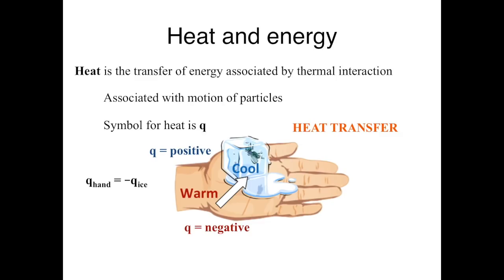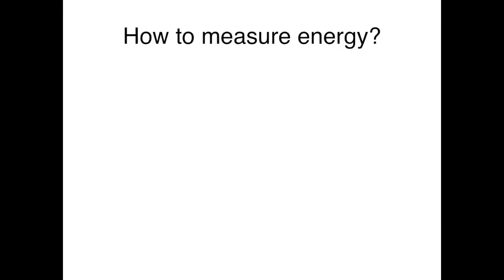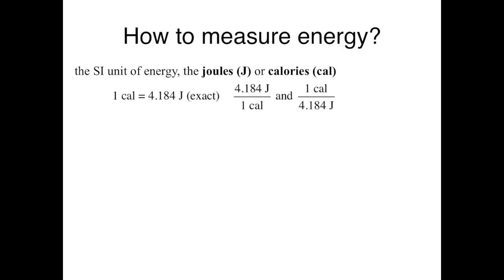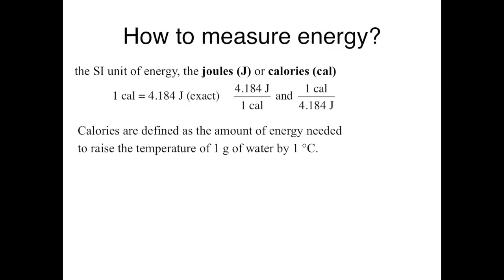Now I've been using the vague word of heat unit. Well, let's now talk about how to measure heat. The SI unit for heat is joules or calories. A calorie is defined as 4.184 joules exactly. And this amount of heat as unit was first measured by measuring how much heat it takes to raise the temperature of 1 gram of water by 1 degrees Celsius.